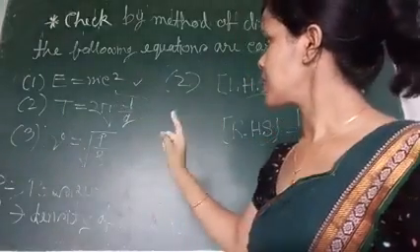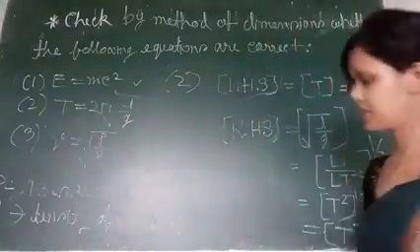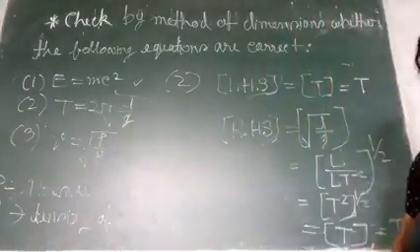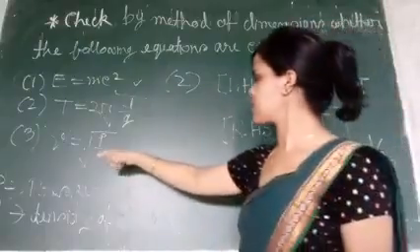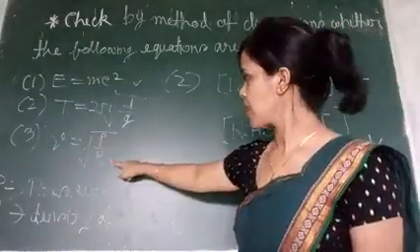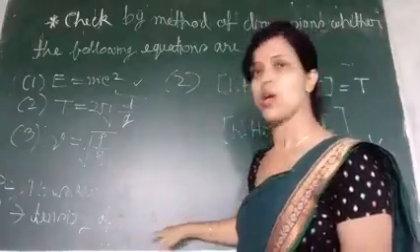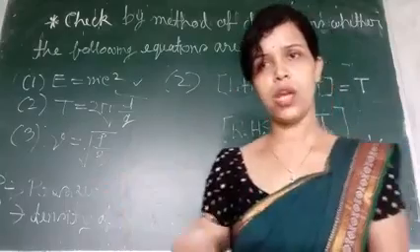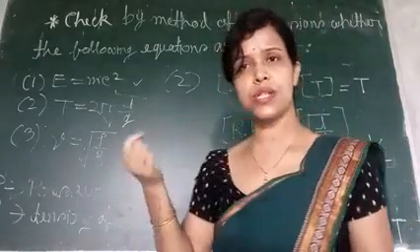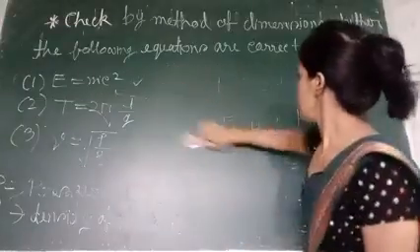After that, let me check out equation number 3. What is given here? Here v is equal to root over P by rho. One equation is given to you where P is the pressure and rho is the density of the medium. So we have to check whether this equation is correct or not. Let's see equation number 3.